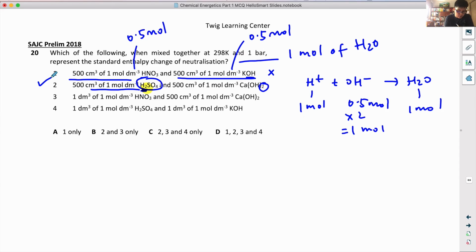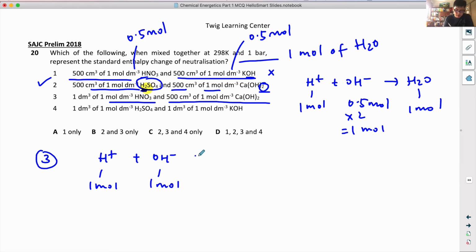Okay, let's look at option 3. I'm just going to write it down here. For option 3, the number of moles of H+ would be 1 mole. The number of moles of OH minus, also 1 mole, right? Same thing, so volume times concentration times 2, because you have 1 mole of calcium hydroxide giving 2 OH minus. So this is also 1 mole, which means you're going to form 1 mole of water. Okay, perfect. So this is also fine.